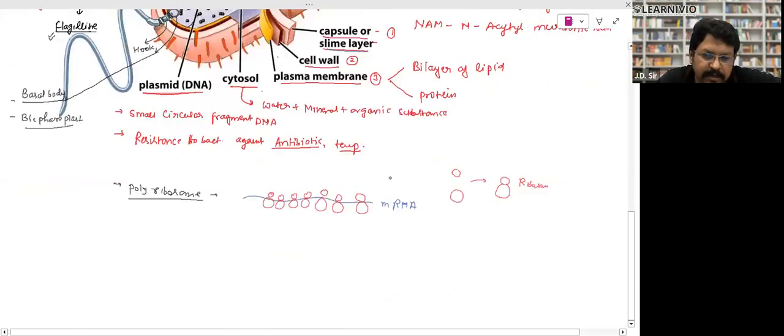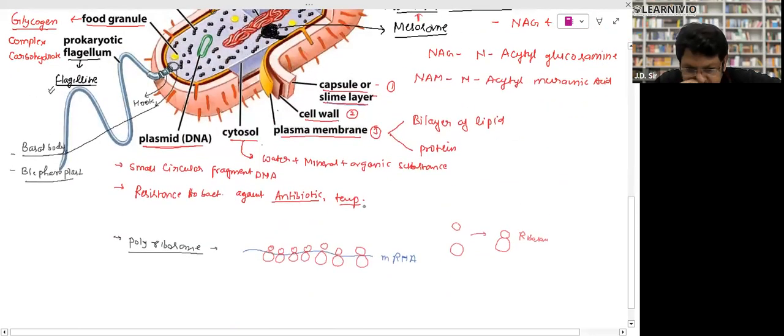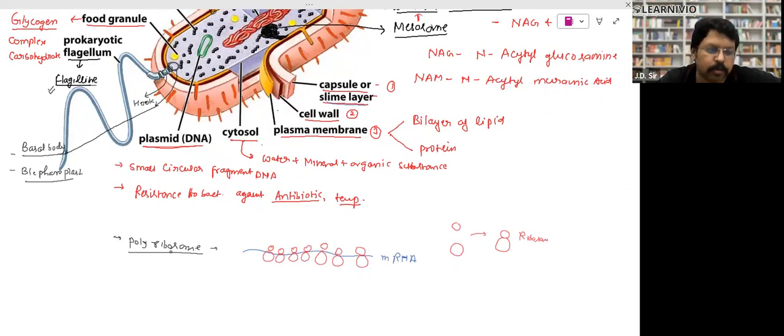One more thing. In bacteria, during protein synthesis, a number of ribosomes get attached to a single mRNA, and this structure is called polyribosome. Polyribosomes are found in bacteria, right? They are not found in eukaryotes; they are found in bacteria. So these are called polyribosomes. When a number of ribosomes get attached to an mRNA during protein synthesis, and after the protein synthesis, they get detached.